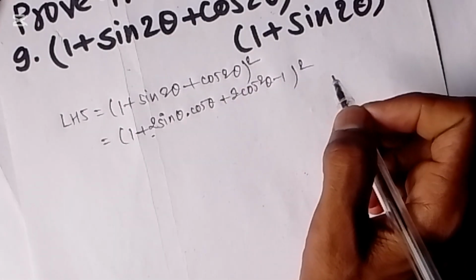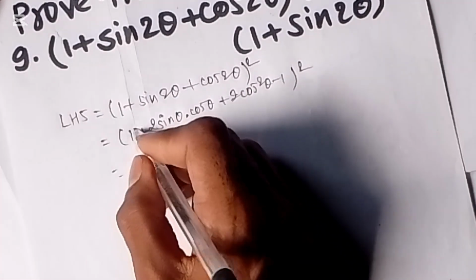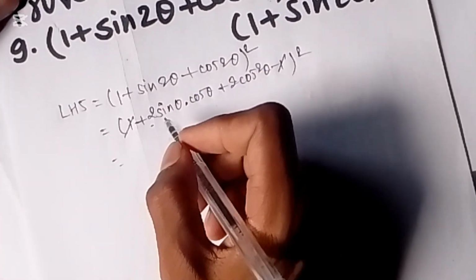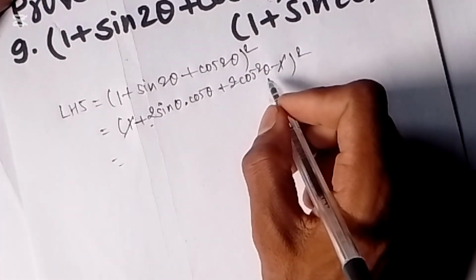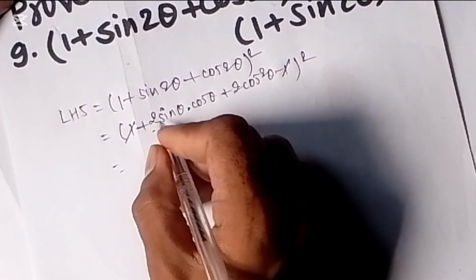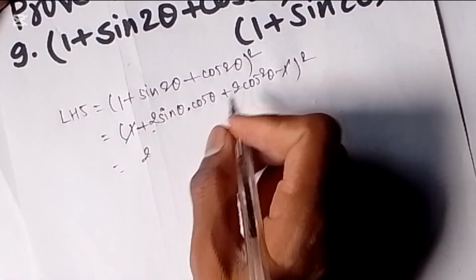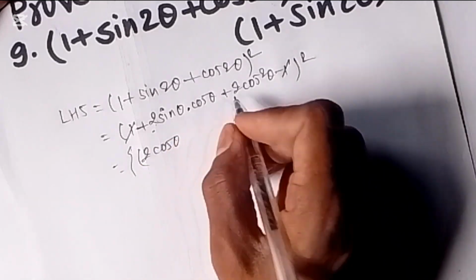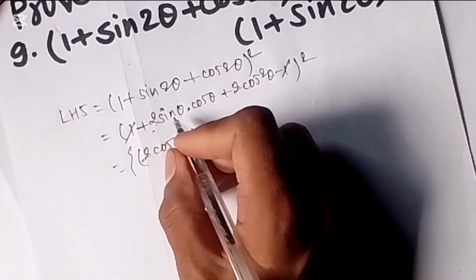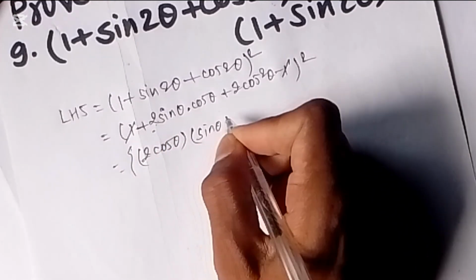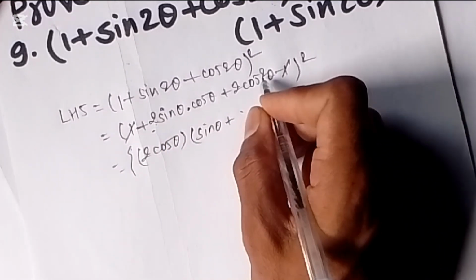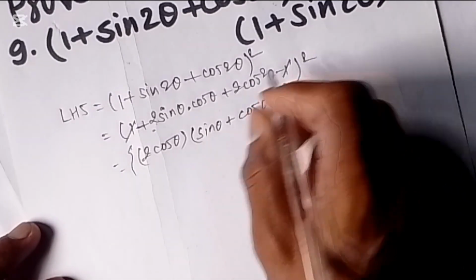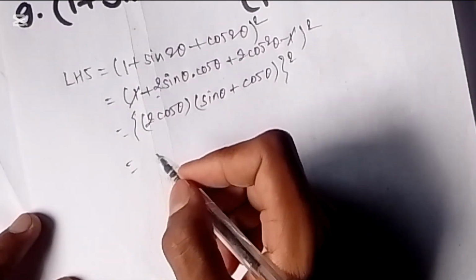As it is, we keep the whole square the same. Now we have positive 1 and negative 1, which cancel out. Then 2 sin θ cos θ plus 2 cos²θ, we can take 2 cos θ common here. So 2 cos θ is common, and we use a big bracket as we take it common, and what remains is sin θ plus cos θ, and the whole square stays as it is outside the big bracket.